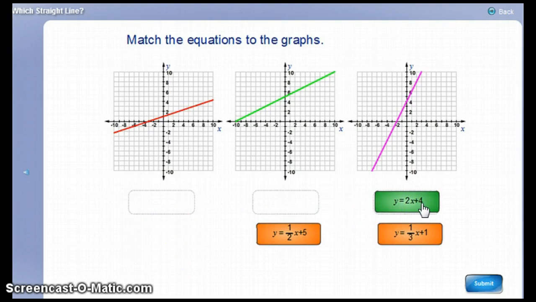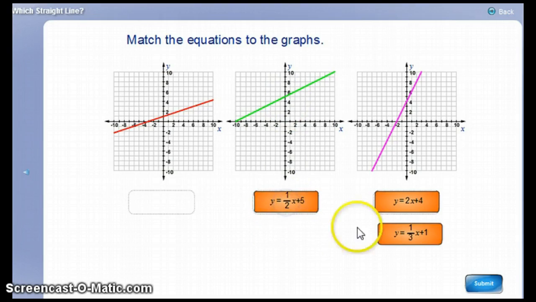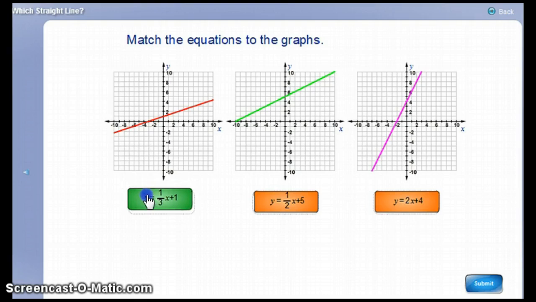It's confirmed because look at the y-intercept, 4. Y-intercept 4. What about the other two? Well, they have different y-intercepts, so this one has a y-intercept between 0 and 2, so that's got a y-intercept of 1, and this one has a y-intercept between 4 and 6, so that must be 5. So that's the one with 5. On it goes, and the other one goes over here.